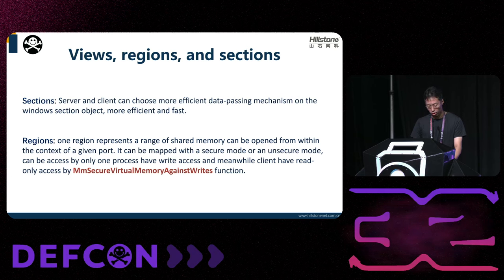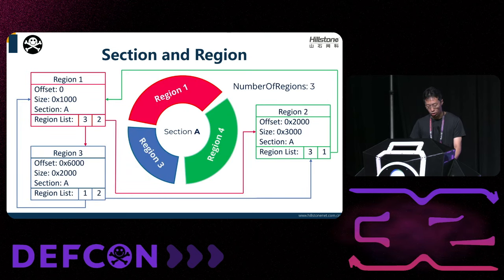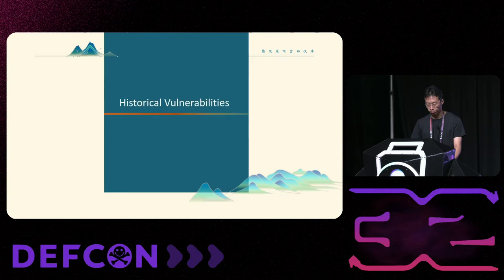And what about the region? A region represents a range of the shared memory that can be opened within the context of the given port. The section can be shared and accessed by one process which only has write access, and meanwhile the client only has read access. This picture describes the relationship between the section and regions. We can split the whole section into different regions, and one piece is represented by one region object. We have an offset and size, which represent the mapping offset and the size of the section.